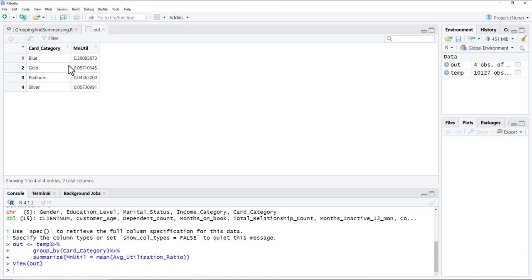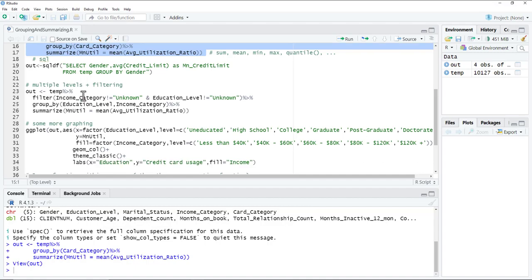It shows us that in the blue card, the mean percent of their credit limit that they're using is 29%. The gold and the silver are much smaller, but pretty similar to each other, and then the platinum is a smaller mean as well. So of their credit limit, the blues are using the most, gold and silver are next, and platinum the least.